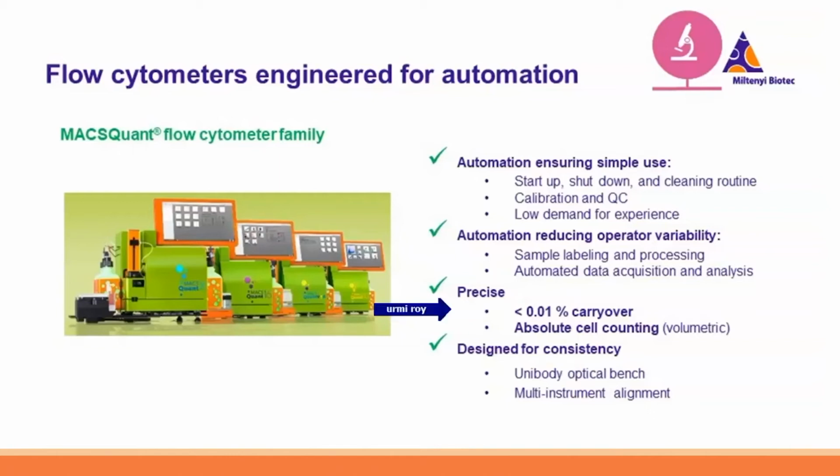However, as I mentioned, we don't compromise the data quality. We really ensure that the carryover from sample to sample is really low, and we also offer absolute cell counting that is volumetric, so you don't need counting beads for that. As an advanced feature, we also offer uniform optical bands. So basically, you can transfer the configuration of one flow cytometer to another, and thereby align multiple instruments. If you are working on drug discovery, this could be a very helpful feature for your cytometer.